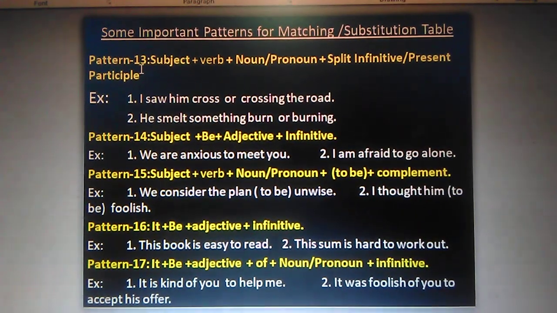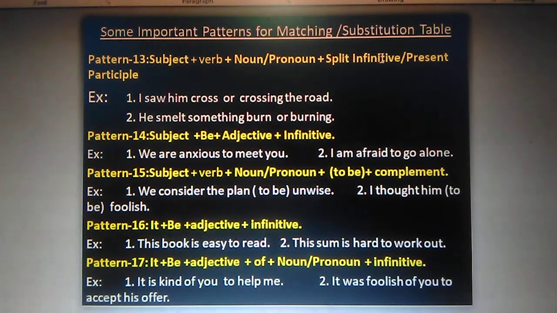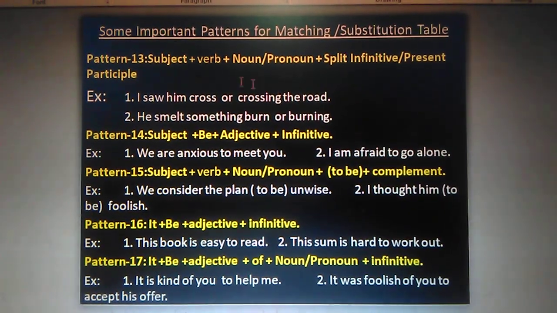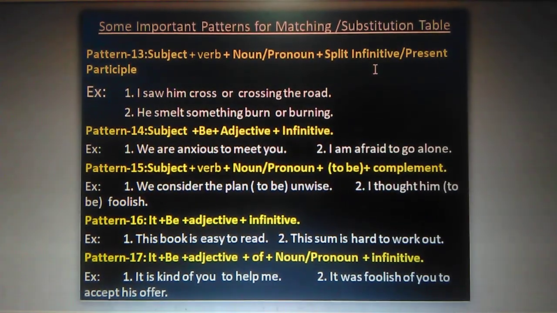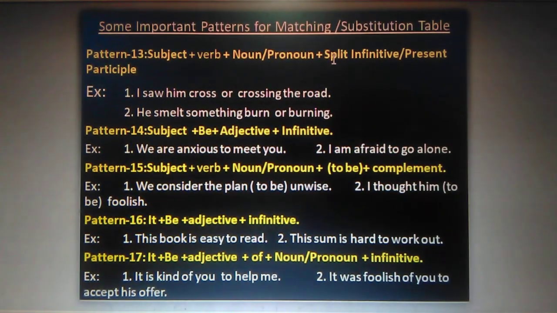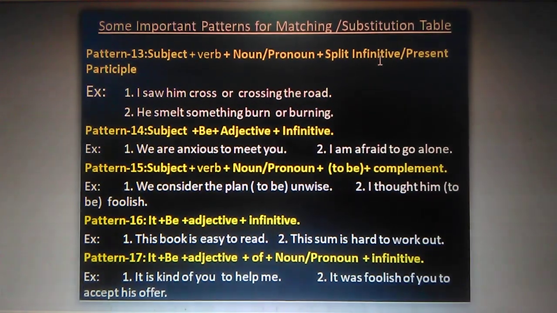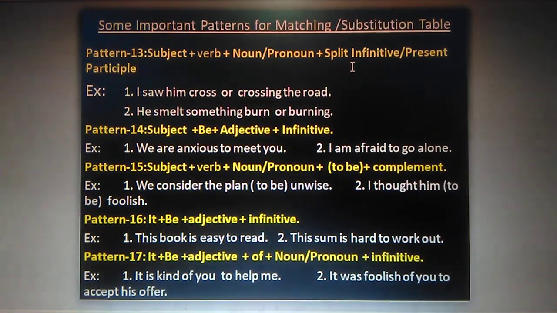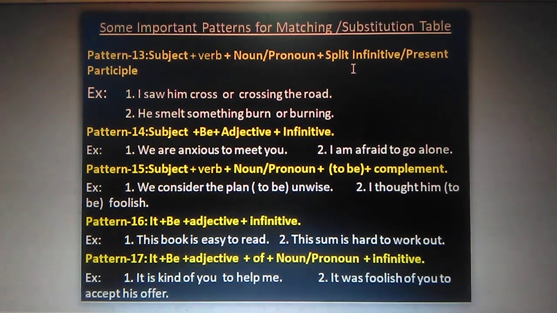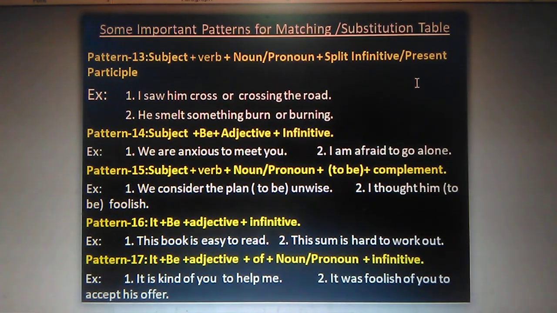Now go for the pattern 13. Subject plus verb plus noun or pronoun plus split infinitive or present participle. Here we can write split infinitive. You already have heard what is infinitive, but here you learn a new word, split infinitive. Actually it means the bare infinitive. We know infinitive means 'to' plus the present form of the verb, but sometimes the infinitive may be used without 'to'. This is called a split infinitive or bare infinitive. So here you can write this, or you can write present participle.